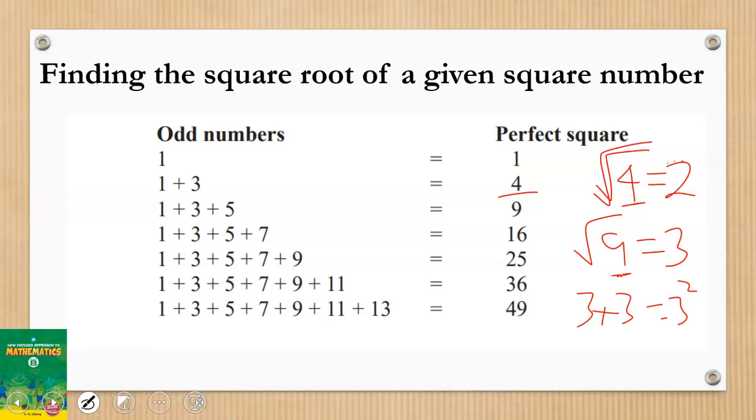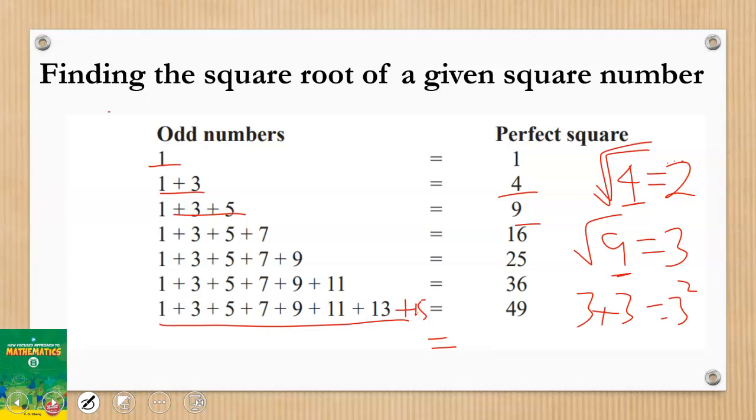Now, you can also observe that if we keep adding odd numbers, we'll be generating perfect square numbers. So 1 is 1, 1 plus 3 is 4, 1 plus 3 plus 5 is 9, 1 plus 3 plus 5 plus 7 is 16, in that order. So you can even predict the next perfect square number, which will be all this plus 15, and that will give us the next perfect square number, which will be 64.